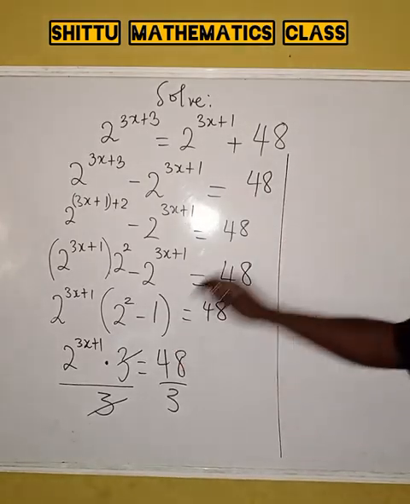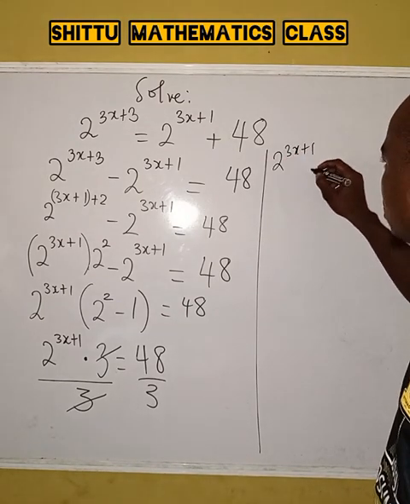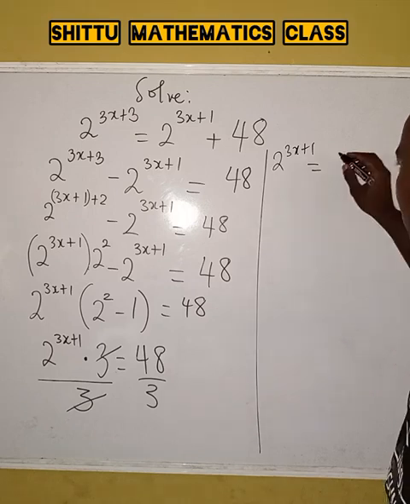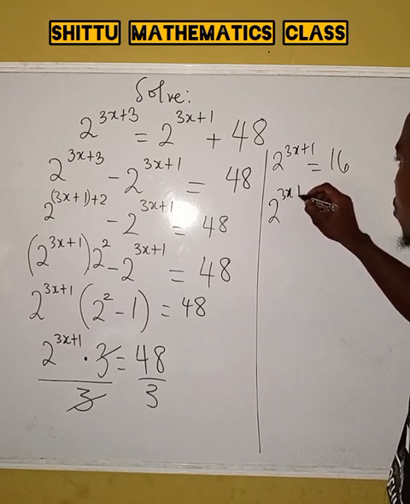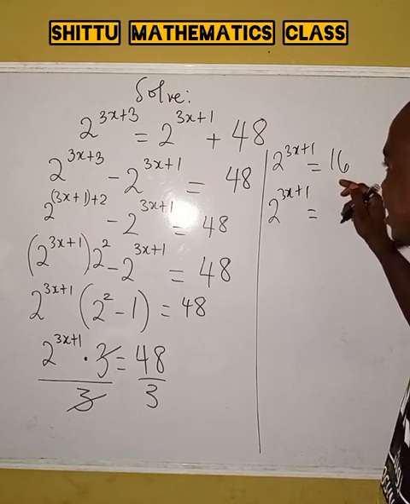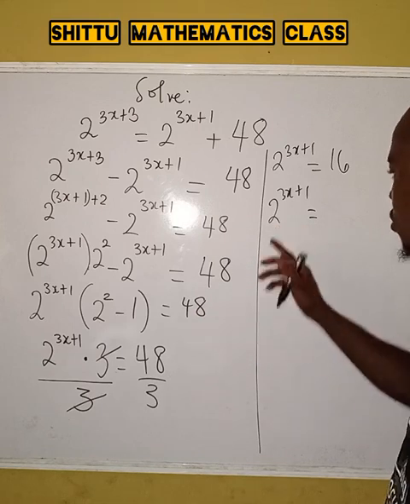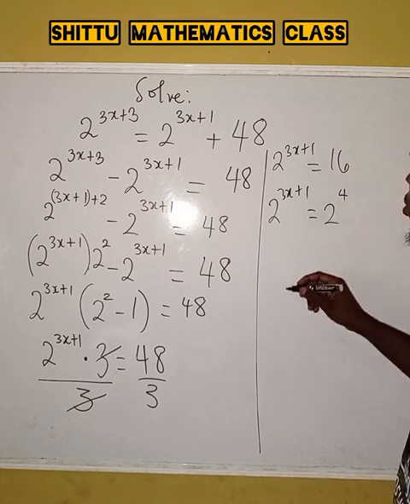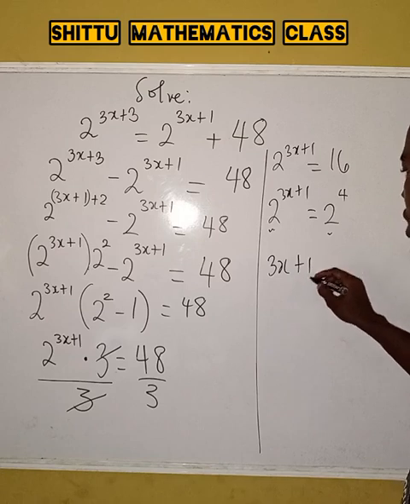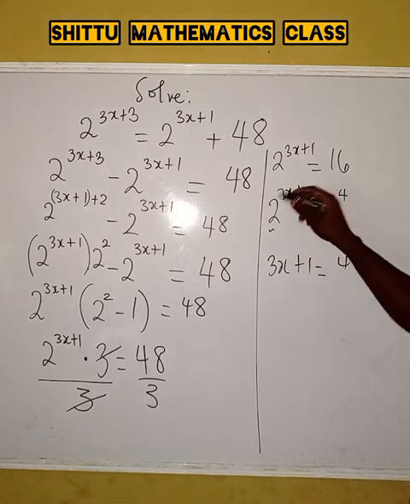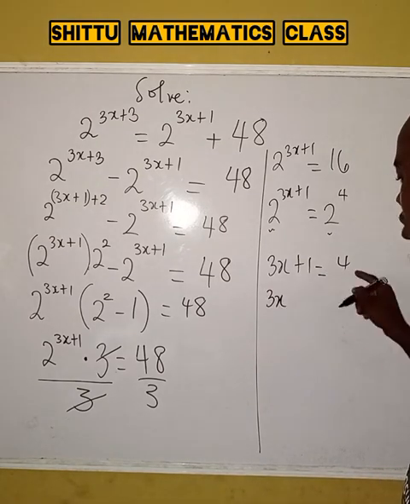So we have 2 to the power of 3x plus 1 equals 16. Now you write this 16 in index form with the same lowest common base, which is 2 to the power of 4, right? Since the bases are the same, we have 3x plus 1 equals 4. That is, we equate the exponents.